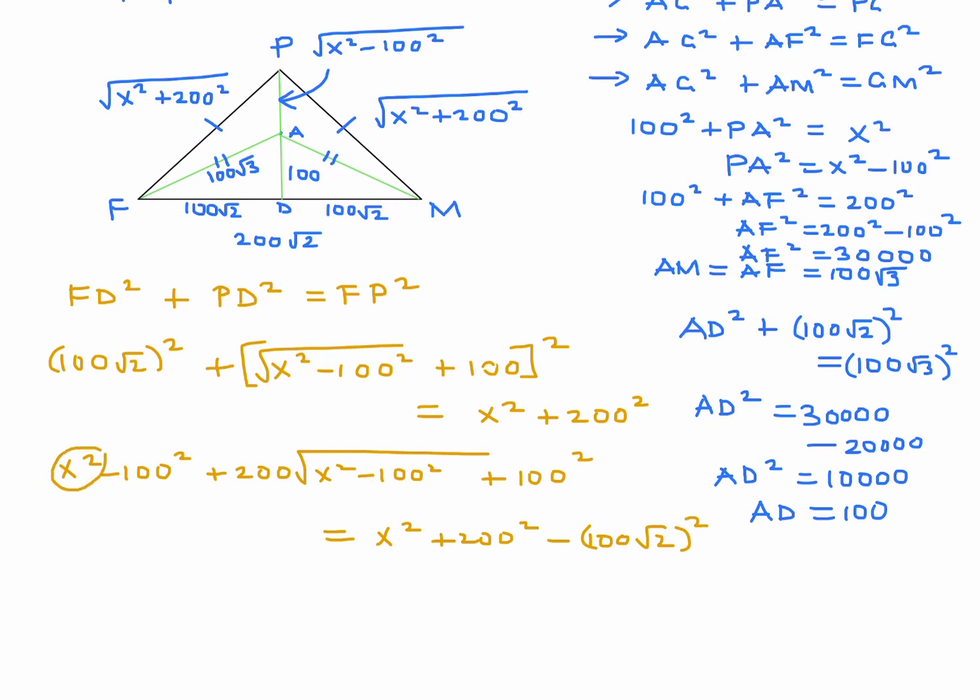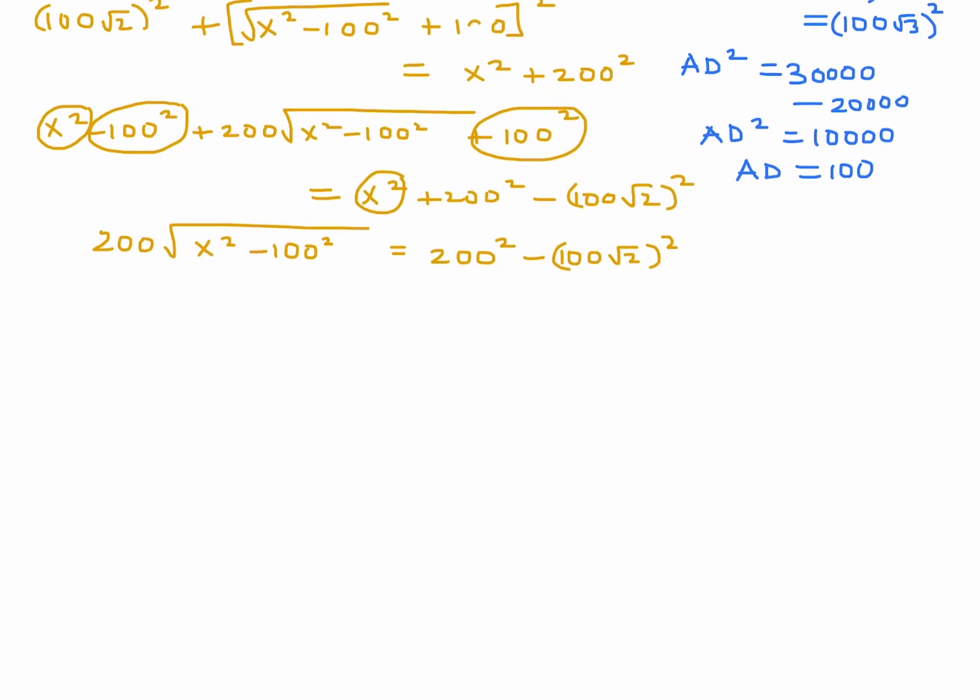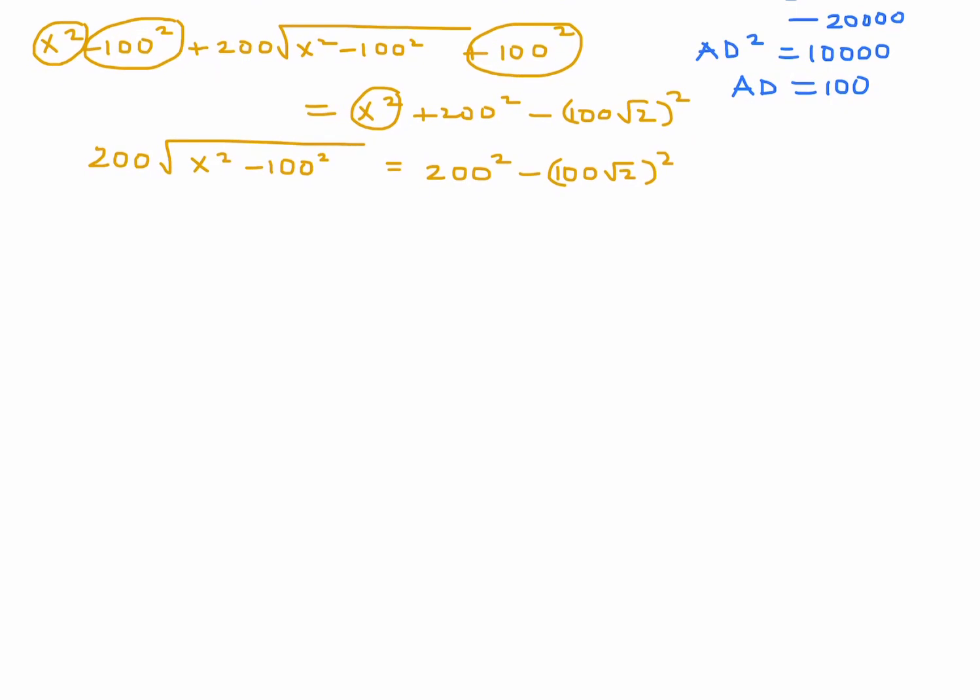So this x squared is on both sides, so that can go. This minus 100 squared cancels with that plus 100 squared, and all I'm left with is the remaining. So I will just write what's left. Let's move this up a bit. I can do the math here. This is going to be 40,000, and that's 10,000 times 2, so 20,000. So that's 20,000 when I do that subtraction, and that's 200, and that's x squared minus 100 squared.